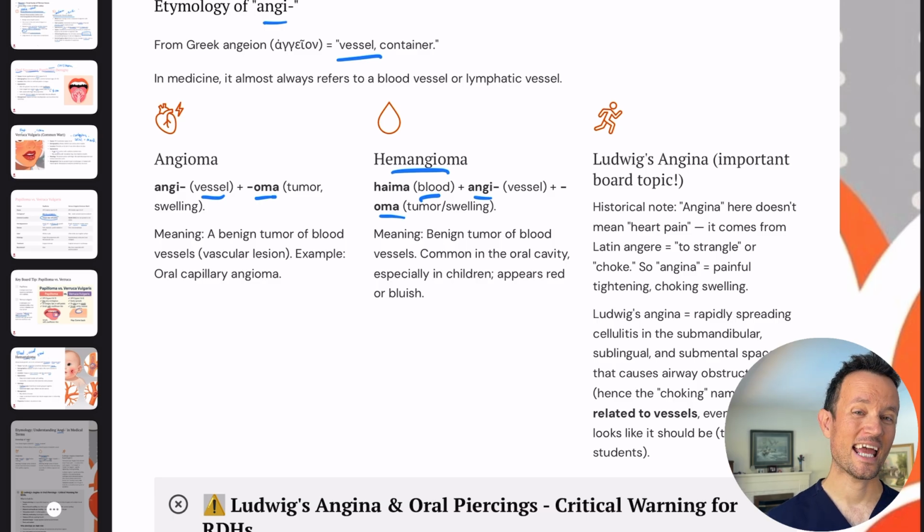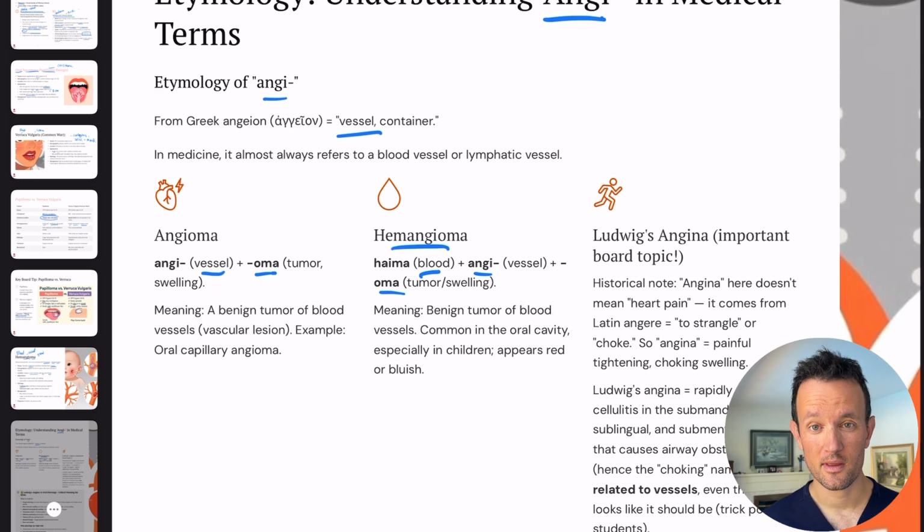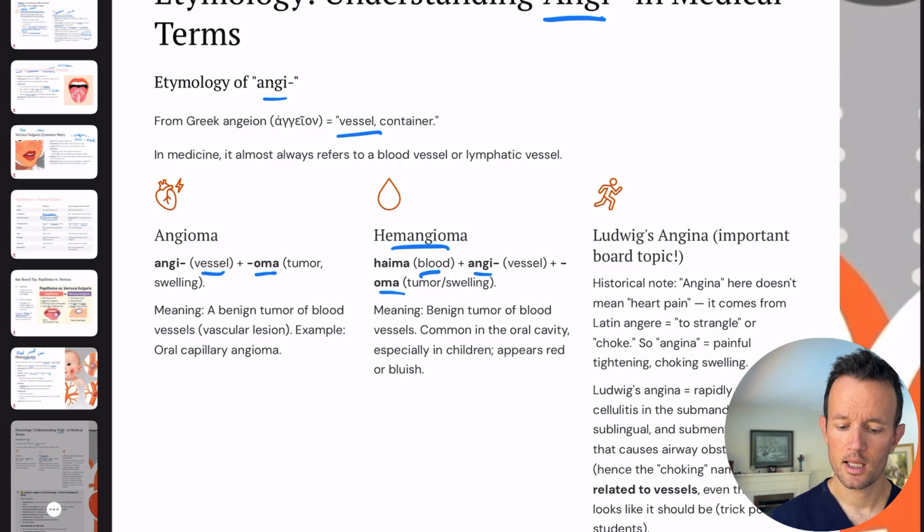We also have Angie for angiotensin, angiotensinogen. This is blood vessel tension. But now let's talk about Ludwig's angina. Angina does not mean the same thing here. Angie here means to strangle.